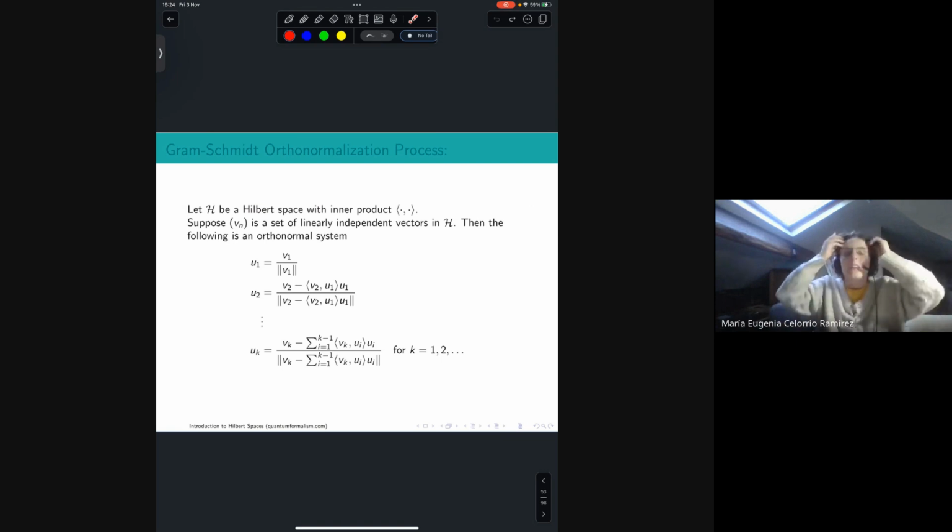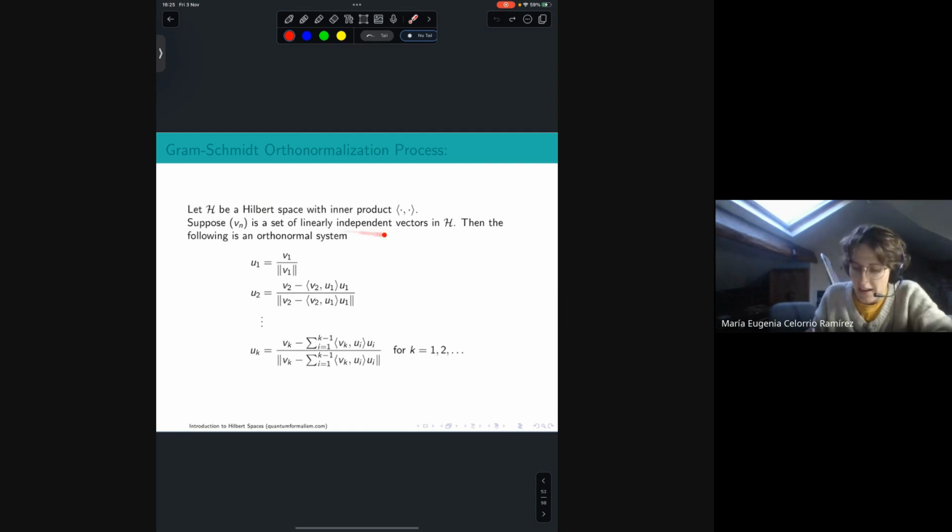So we have seen how useful orthonormal bases are. How do we find one of them? So we have a Hilbert space, and sometimes finding a set of linearly independent vectors is not that difficult. But we want them to be orthonormal. So first of all, we want the norm to be 1, and we want them to be orthogonal to each other. The Gram-Schmidt orthonormalization process gives us a way to do that.